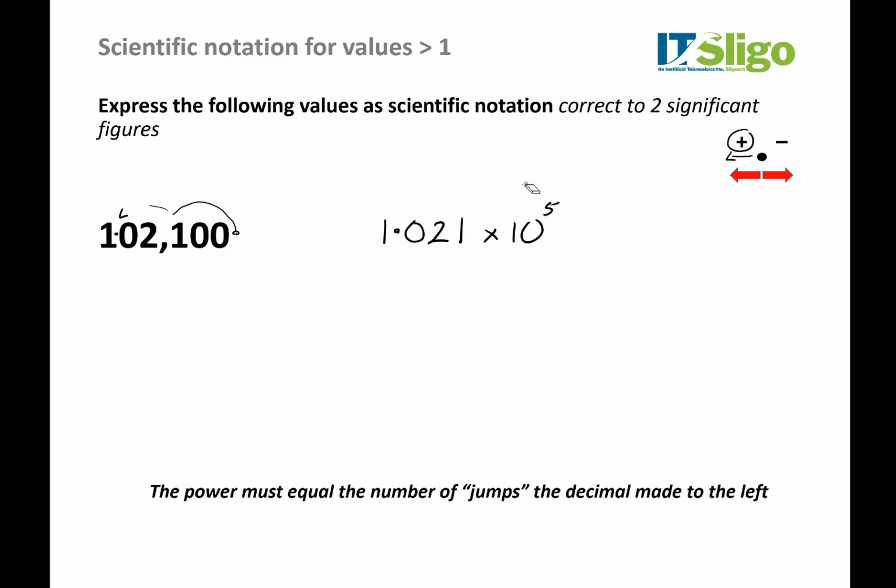Finally now, correct to two significant figures. There's my first significant figure. The 0 is also significant. We look over. This would be 1.0 because we don't round up, by 10 to the power of 5.